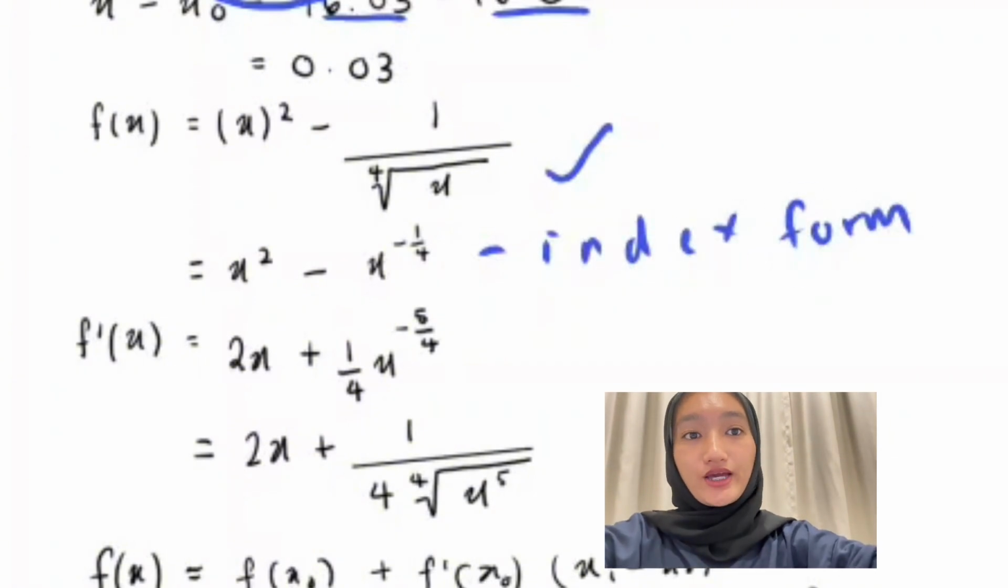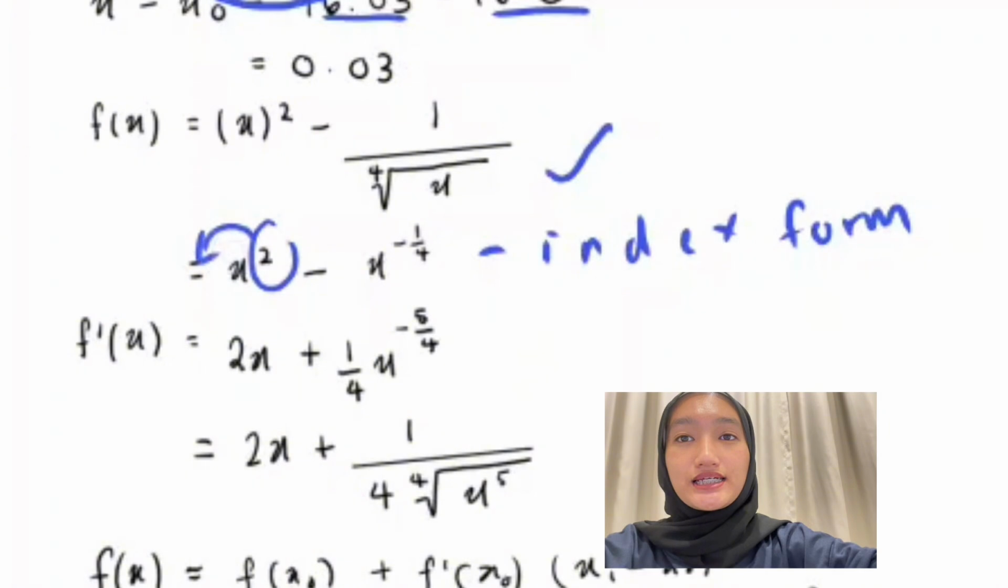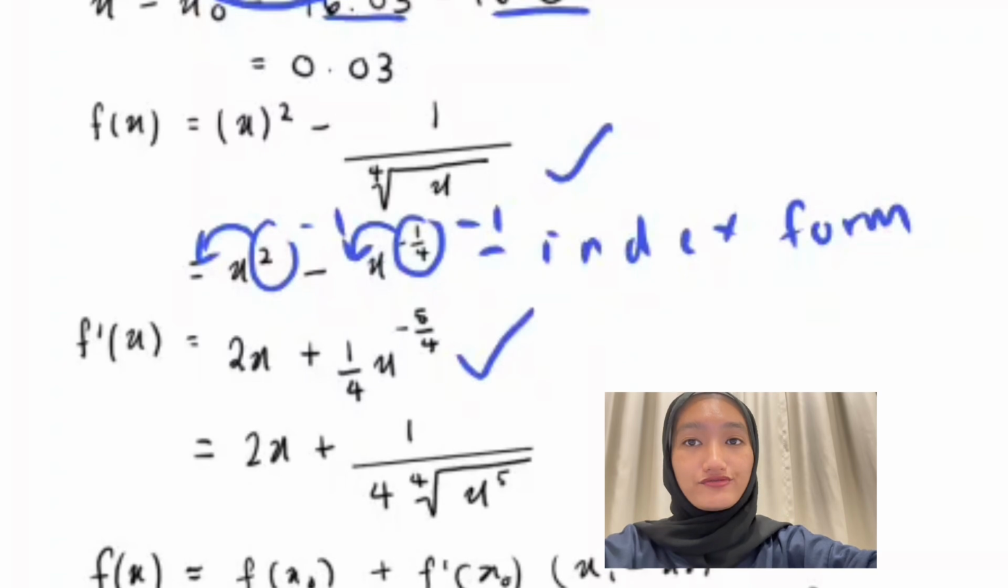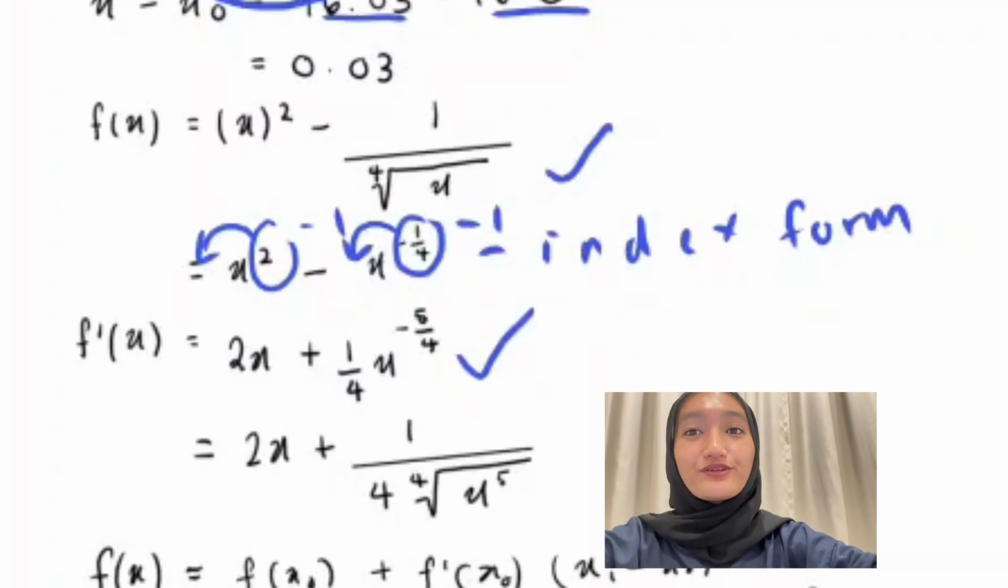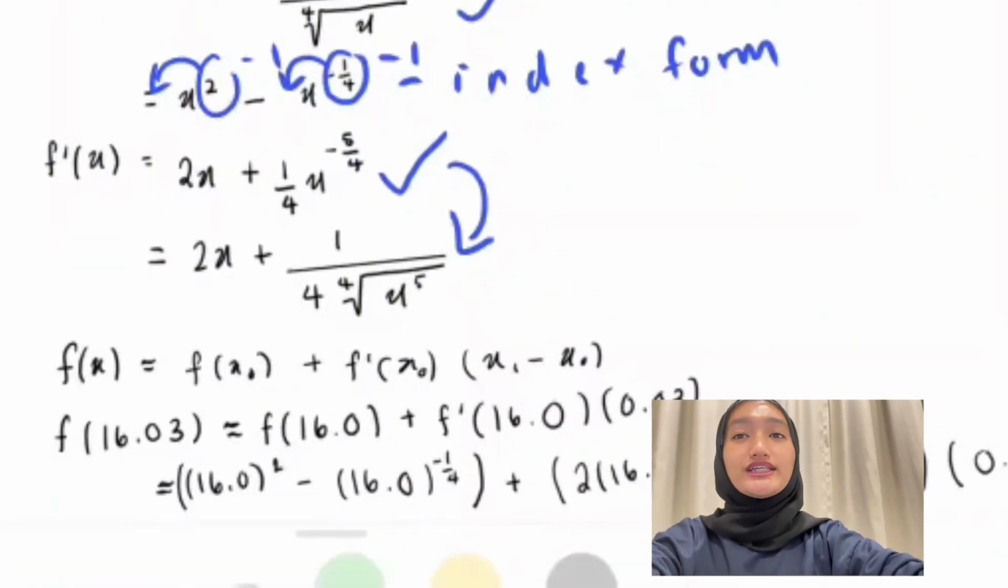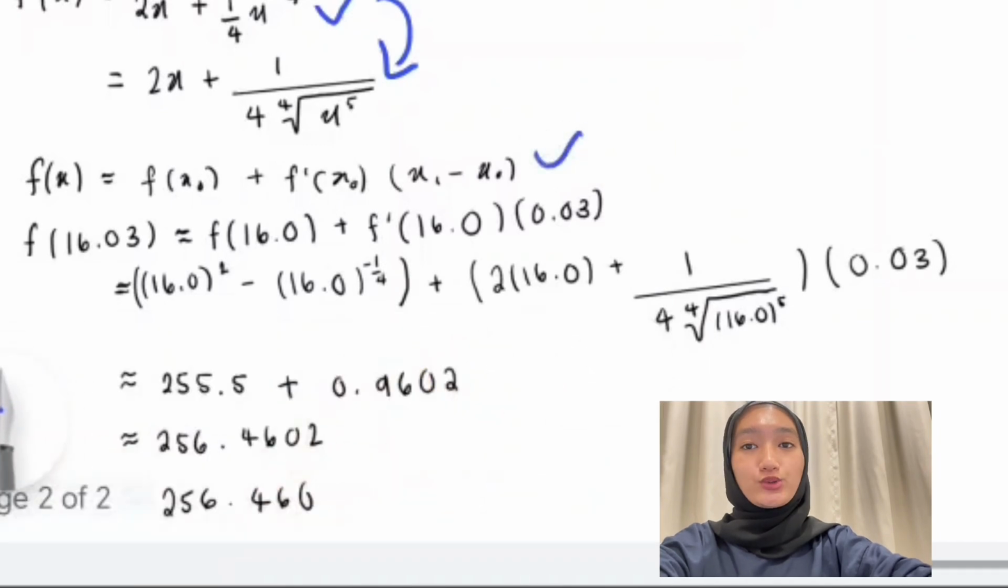Moving on to the next step, we need to find the first derivative of our function, which is f prime of x. We differentiate x^2 minus x to the power of negative 1/4, and it becomes 2x plus 1/4 x to the power of negative 5/4. Then we rewrite the equation as 2x plus 1 over 4 times the 4th root of x to the power of 5 to get a straightforward calculation. Next, we recall the linear approximation formula, which is f(x) equal to f(x naught) plus f prime(x naught) multiplied by (x minus x naught).